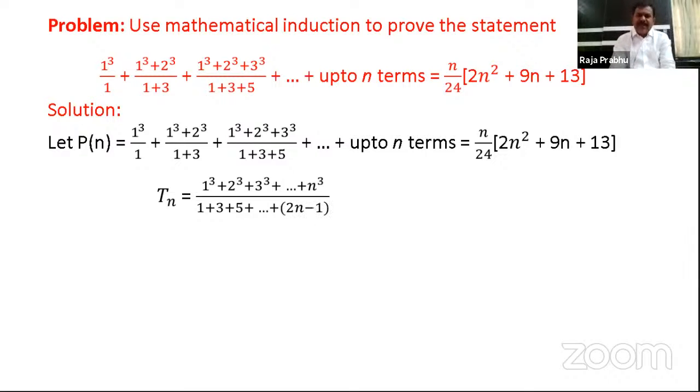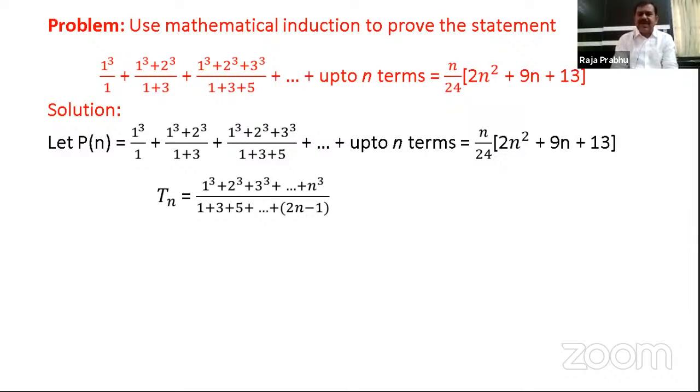See what is there? The numerator of the nth term is 1 cube plus 2 cube plus 3 cube and so on up to n cube. That is nothing but sigma n cube, or simply you can say the sum of the cubes of first n natural numbers. Whereas the denominator is 1 plus 3 plus 5 plus and so on up to the nth odd number. Already in the previous session we have seen this problem.